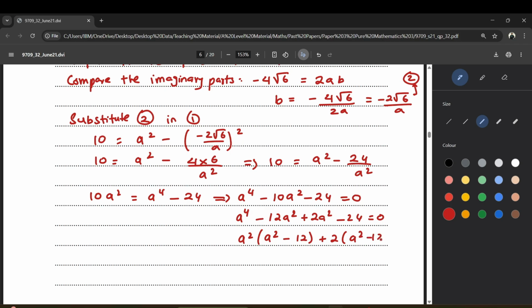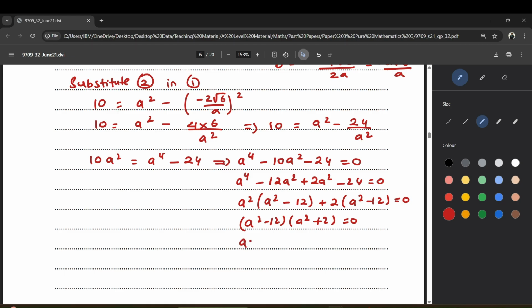So again, a square minus 12 equals to 0. A square minus 12 times a square plus 2 equals to 0. A square equals to 12 and a square equals to minus 2.